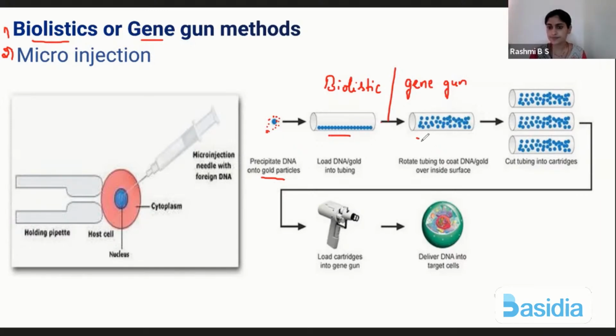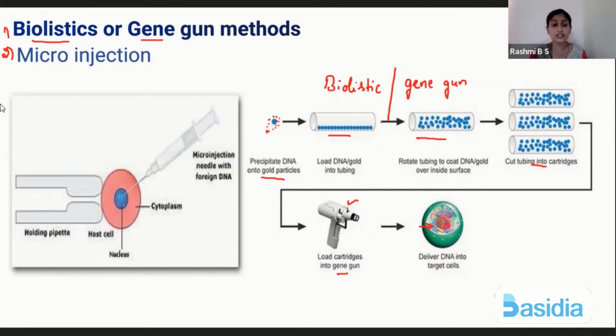Now you're rotating the tube just to make them move. And now these are used as bullets in a gun, children. These are called cartridges and these are like bullets. Now just load the gun. This is called the gene gun. Load this gene gun with these gold particle cartridges coated with rDNA, and then shoot at particular cells. By doing this, you're going to deliver rDNA into the target cell. So this is one of the physical methods.